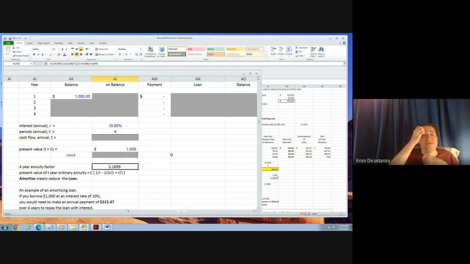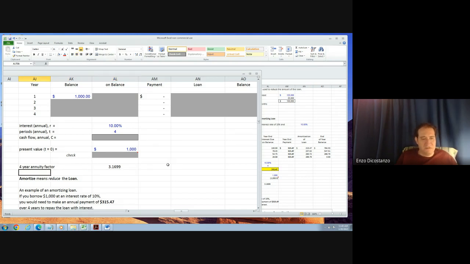Okay, so what that means is, if you're going to pay back, looking at this, present value, $1. Your factor, if C is 1, means that today your $4 payments are worth $3.17. That's the value today of that. So in other words, if you borrow $3.17 at 10%, you pay back a buck, and it'll take you 4 years to do it. That's what that means.